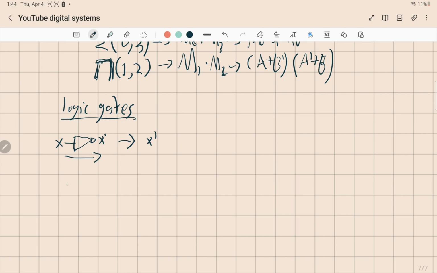Next, there's an OR gate. There's a curve by the back of it. There are two inputs or more, X and Y. Let's say, for example, this equals X plus Y. Next, we have AND. That's with a flat back. So it has X and Y, and that's X times Y. So we have to remember all the theorems and stuff that we learned before.